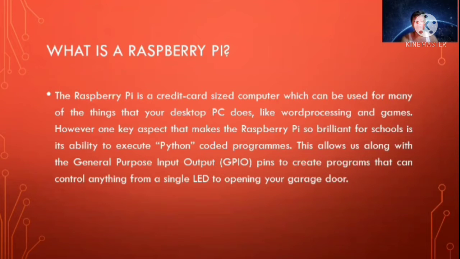The Raspberry Pi is a credit card sized computer which can be used for many of the things that your desktop PC does, like word processing and games. However, one key aspect that makes the Raspberry Pi so brilliant for school is its ability to execute Python coded programs. This allows us, along with the general purpose input-output or GPIO pins, to create programs that can control anything from a single LED to opening your garage door.